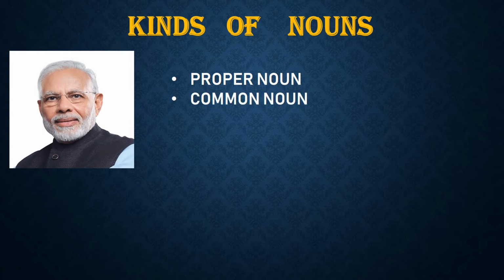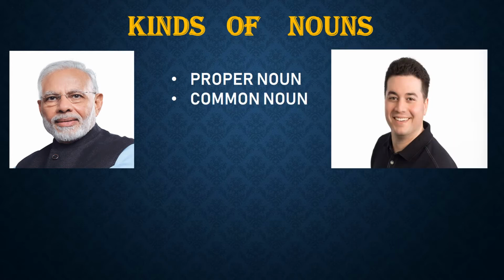Next is common noun. For example, in this picture you can see that there is a man. We don't know the name of this man. We can call him a man only. This is a man. So it comes under a common noun because man is commonly used. If we don't know the person, we can call them a man or a boy.